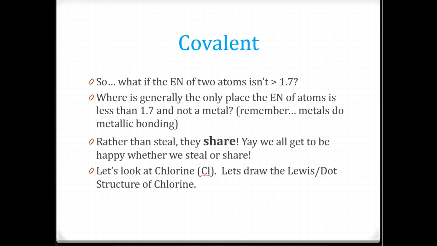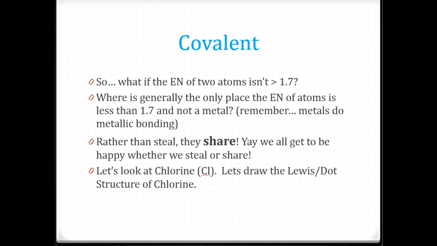So in the previous video we learned about ionic bonds, which are between a metal and a non-metal, and that the metal is giving up an electron to the non-metal, which is stealing the electron. And in order for an electron to be stolen, we said that the electronegativity difference between the atoms had to be greater than 1.7. So now that we're on covalent bonding, we have to ask ourselves, what if the electronegativity difference between the two atoms is not greater than 1.7? That will result in a covalent bond.